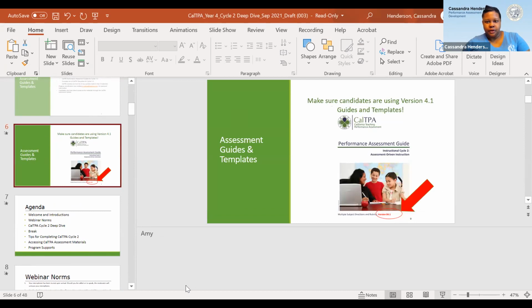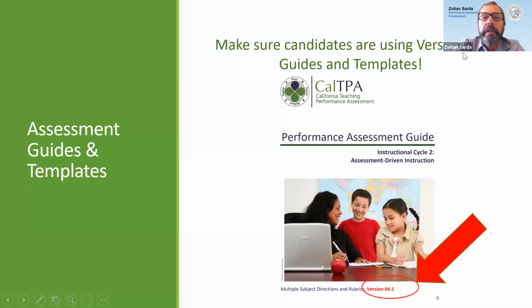Okay, and again, we want to make sure that programs and candidates are using version 4.1. That update went out on September 10th. With candidates, just make sure that they have downloaded the most current examples. There are a couple of prompts in the templates that will more clearly align with what the rubrics are.